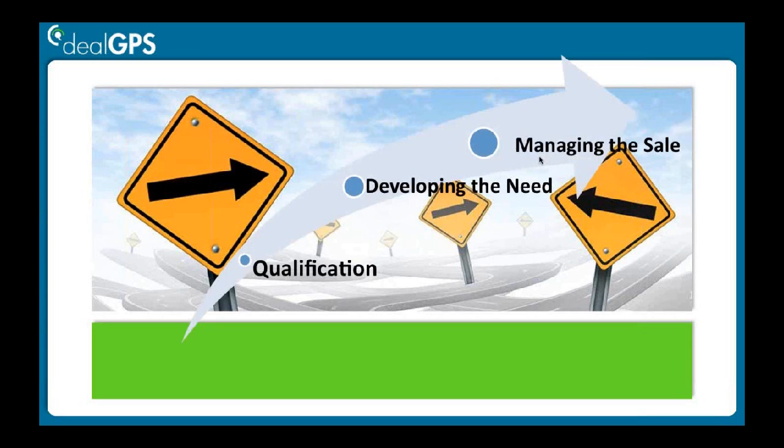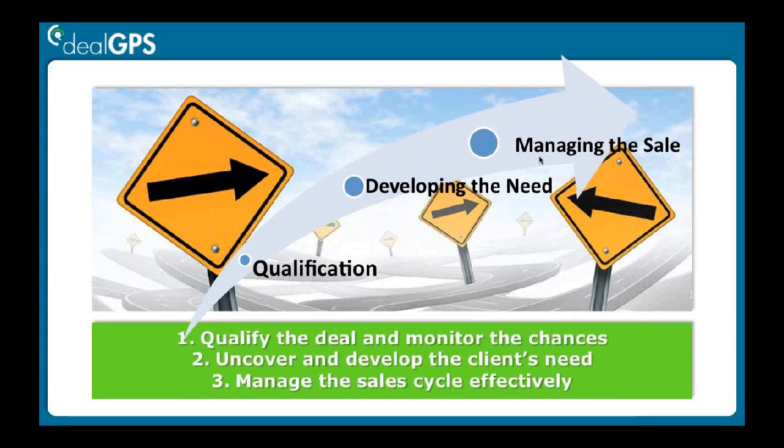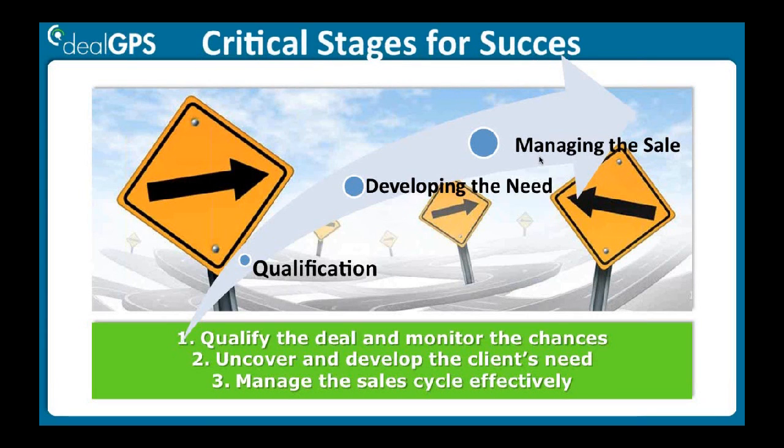And like David already said, the best way to do it is to have a kind of guidance to guide you, to navigate you through the deal. Helping you to answer the questions, to qualify the deal and to monitor continuously what chances you have to close the deal, helping you to uncover and develop the client's needs, and to help you manage the sales cycle effectively. These are the 3 critical stages for success.